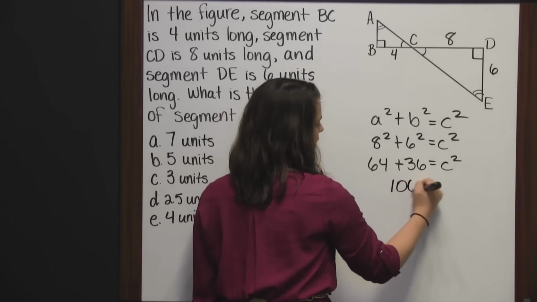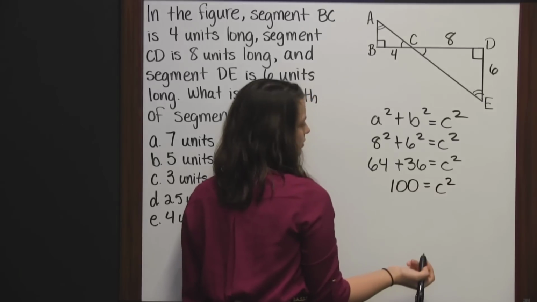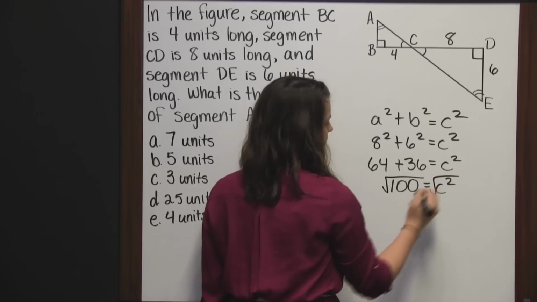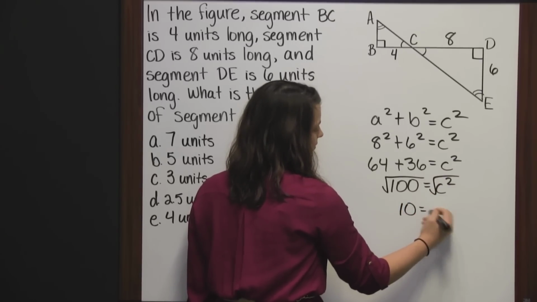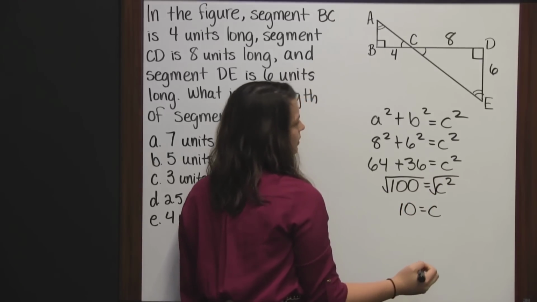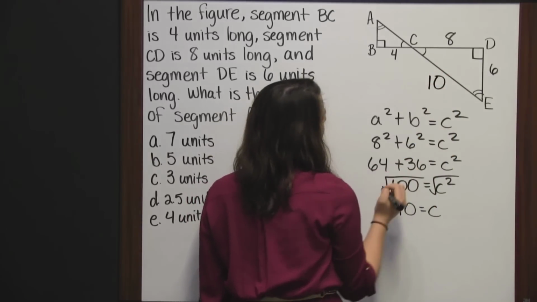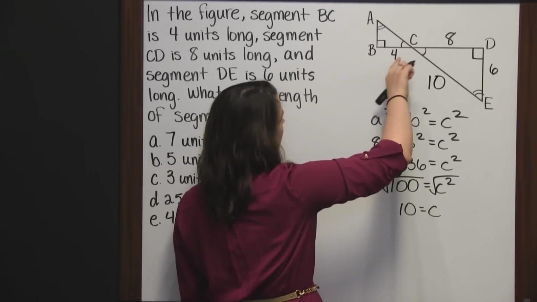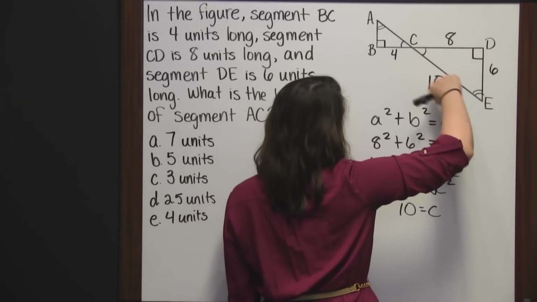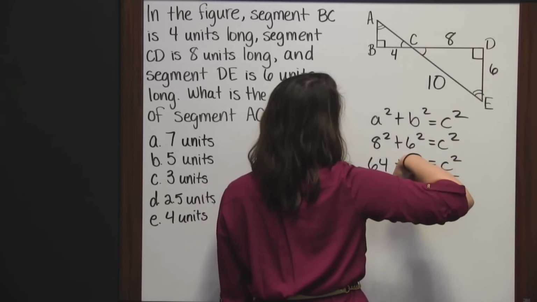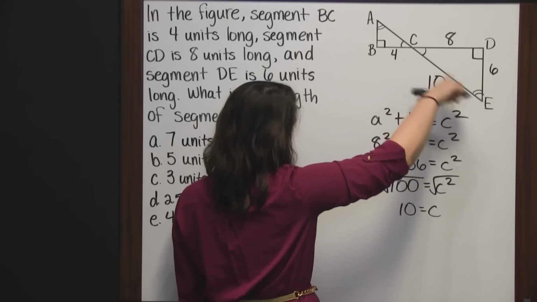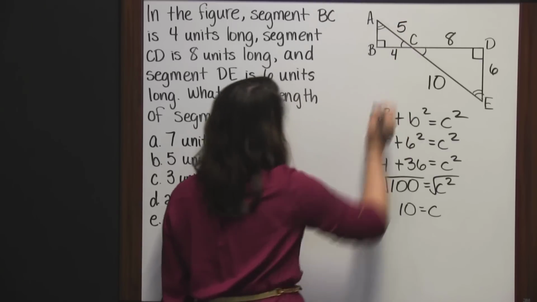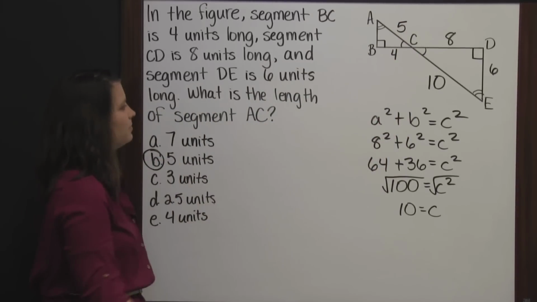64 plus 36 is 100, equals C squared. Then to solve for C, we need to square root both sides. The square root of 100 is 10, and the square root of C squared is C. So the length of segment CE is 10. And again, the lengths of the sides of triangle ABC are half the corresponding sides of triangle CDE. So since the length of segment CE is 10, that means that the length of segment AC is half of that, or 5. So answer B.